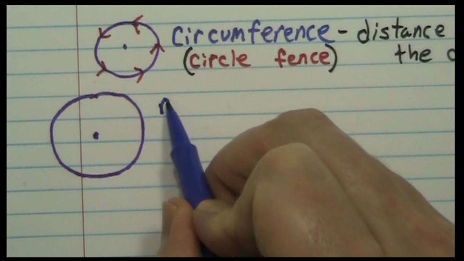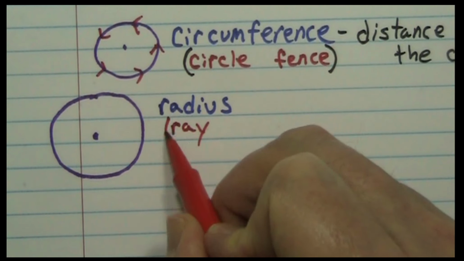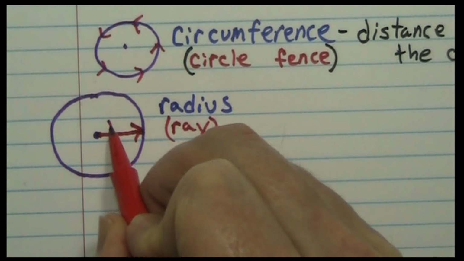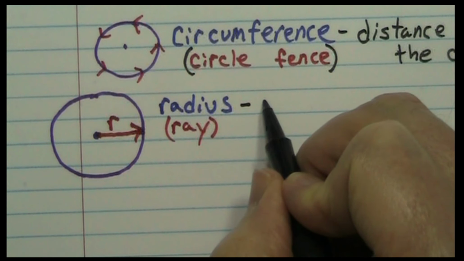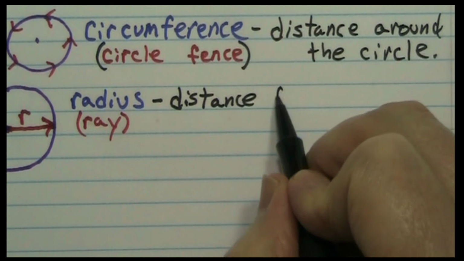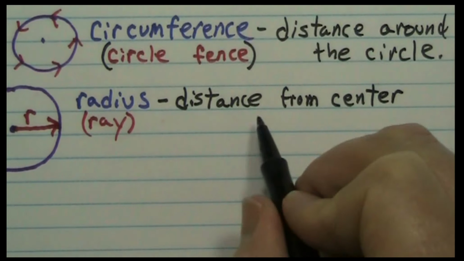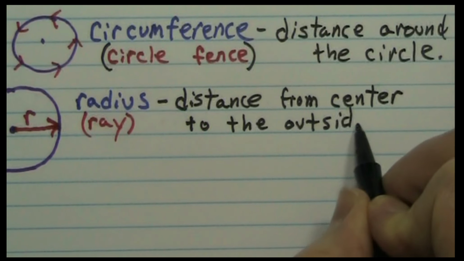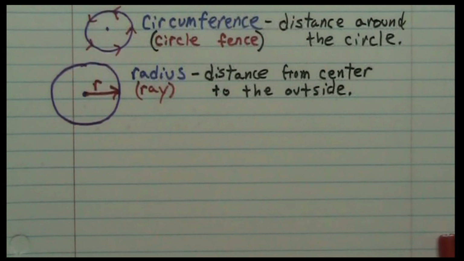And our next word is radius. Radius comes from the word ray. And it's basically from the center to the outside. That distance is called the radius. So it's the distance from the center to the outside. All right, that's what a radius is. So think of it as being a ray from the center to the outside.